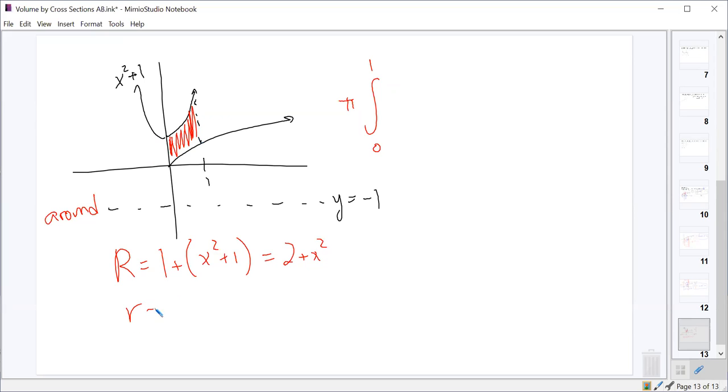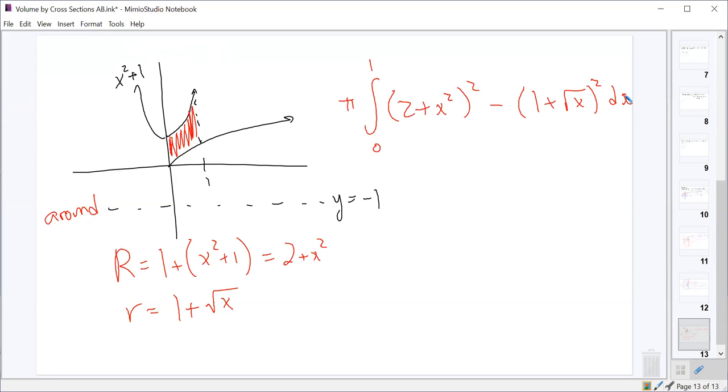And what should our inner radius be? Our smaller radius should be the function of the lower one, so root x plus 1, right? Yep, 1 plus root x. Everybody agree that those are your two radii? Yep. So 2 plus x squared, squared, minus 1 plus root x, squared dx.